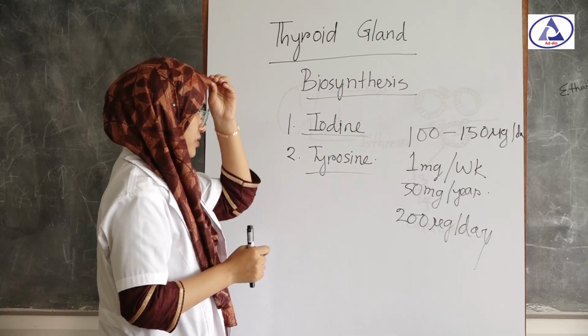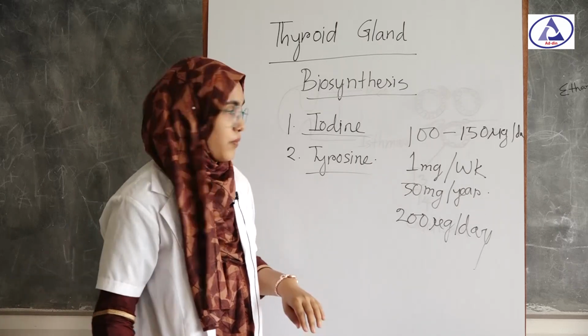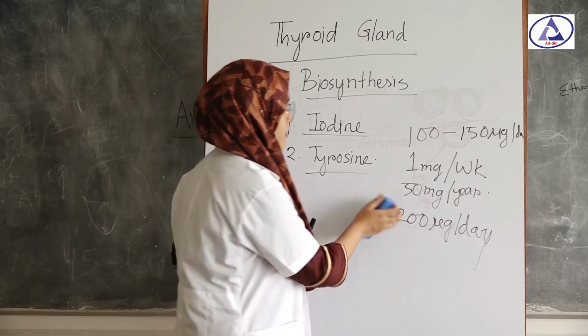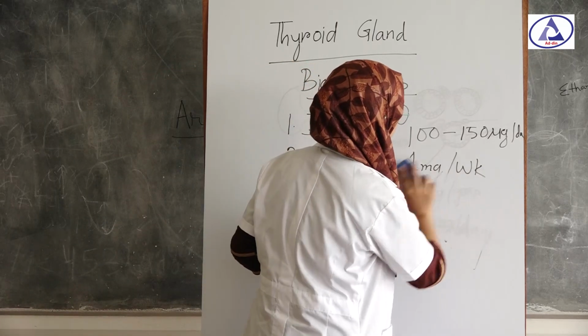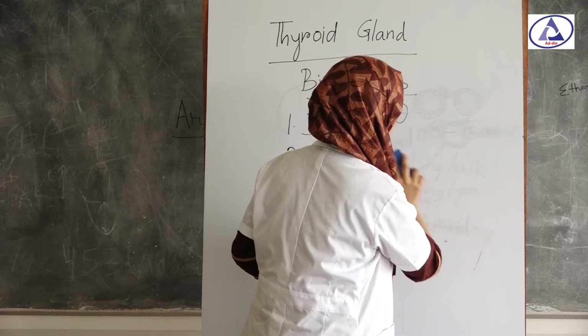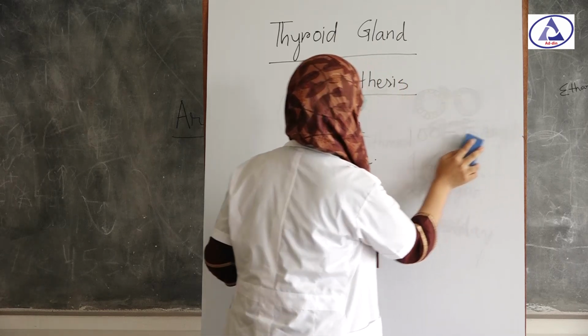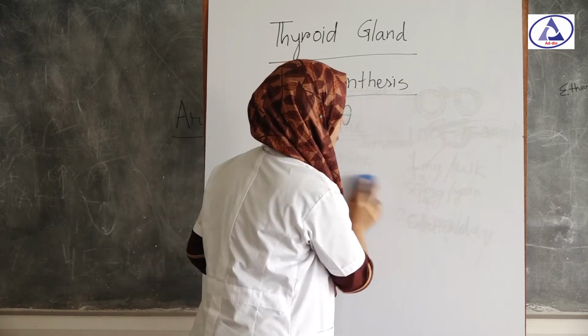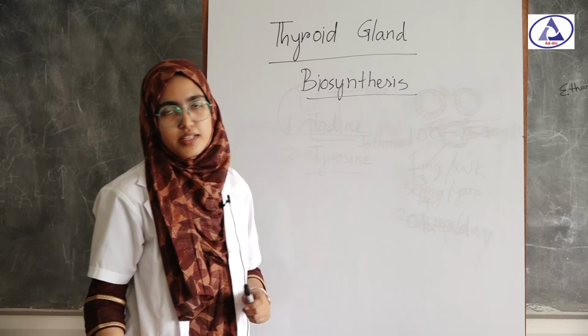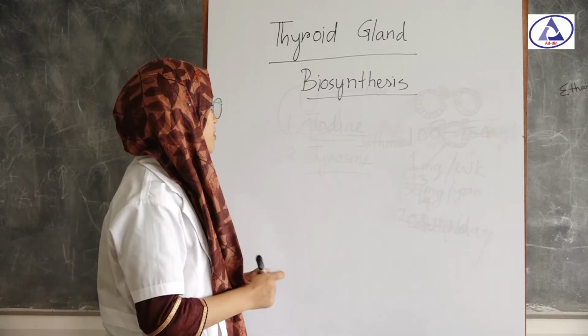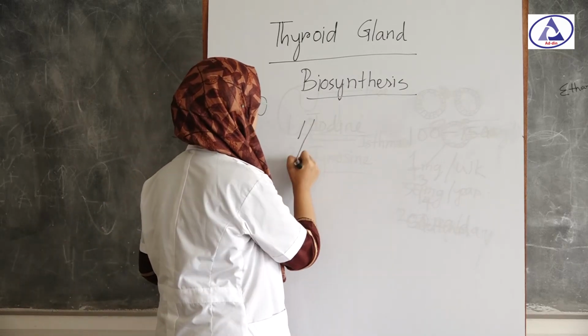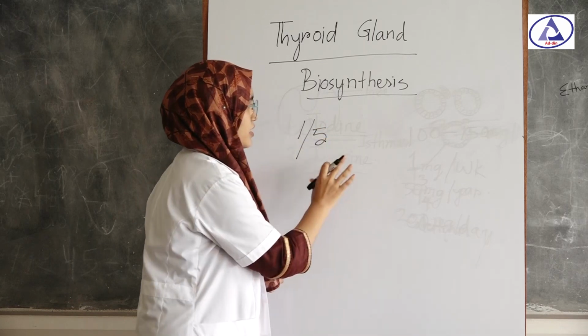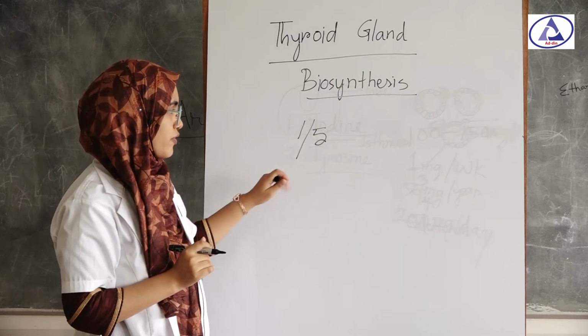So, what happens? When we ingest this iodine orally, it is absorbed by our gastrointestinal tract and comes to blood. From blood, the iodine is rapidly excreted by the kidney, but one-fifth of the ingested iodine is taken by the thyroid gland for synthesis of thyroid hormone.